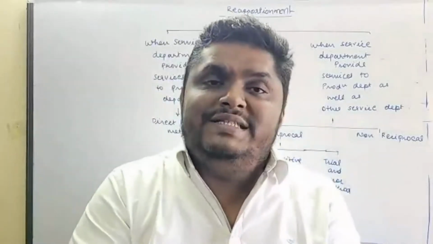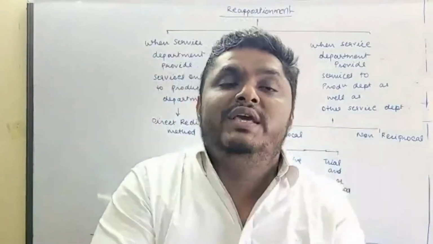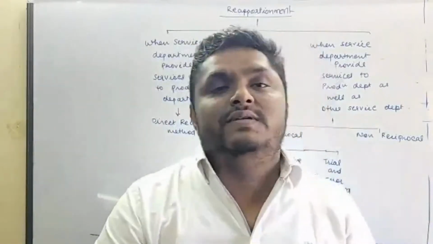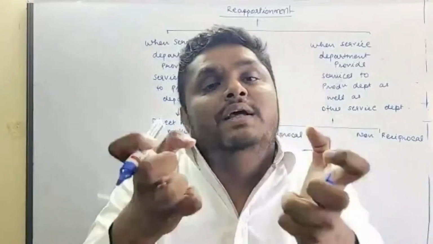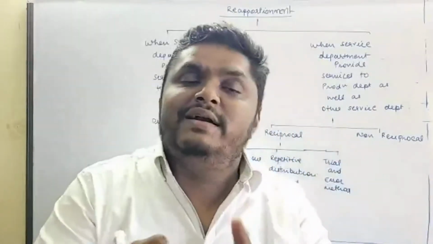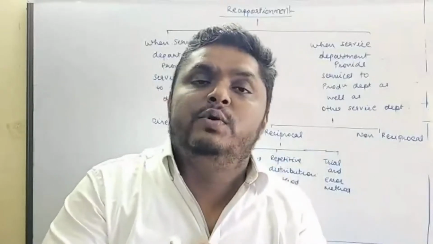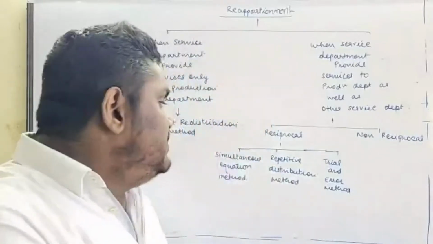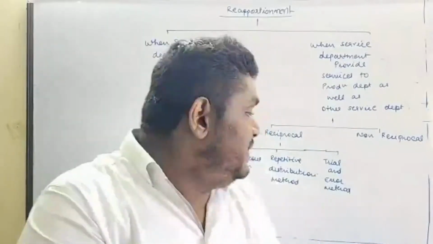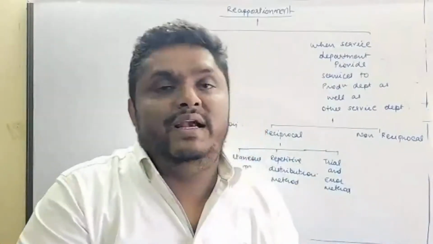So if the service departments provide services to each other, that is, X is providing services to Y, and Y is providing services to X, then in that case the overhead can be distributed in three ways. That is, either by using the simultaneous equation method, or the repetitive distribution method, and the third is the trial and error method.